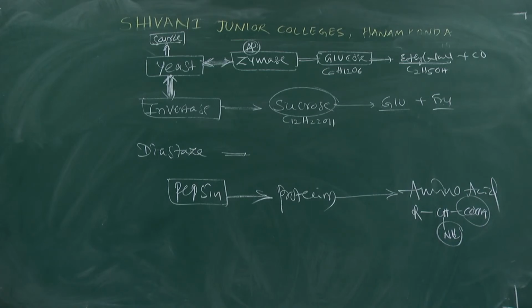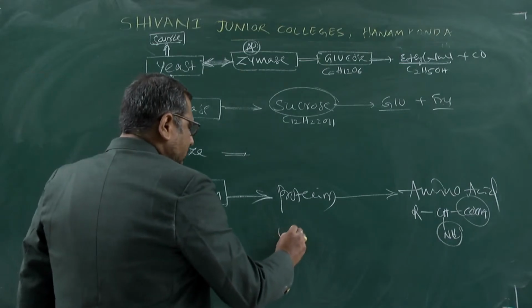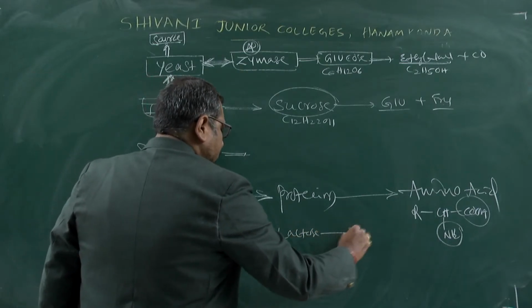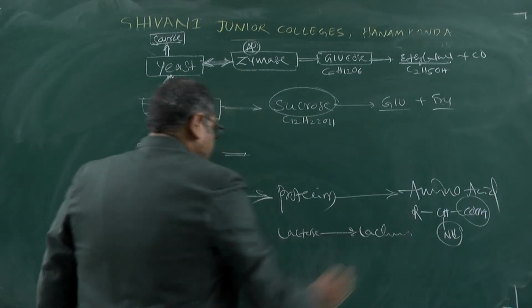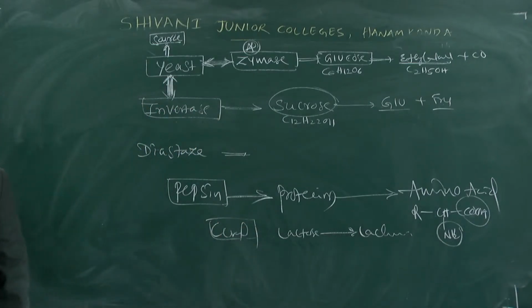Another one is curd material, where lactose is converted to lactic acid by the lactobacillus enzyme. That is curd preparation: in curd preparation, lactose is converted to lactic acid, and the enzyme is lactobacillus. So the lactobacillus enzyme acts as a catalyst.